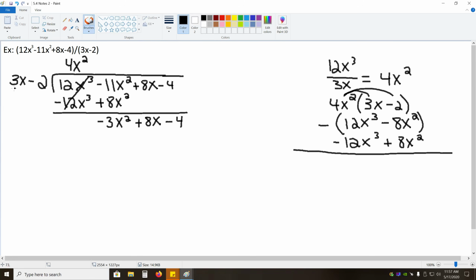Negative 3x squared divided by 3x gives us negative x, which remember always goes up top. Then we take our negative x and multiply it to the value on the outside. That's 3x minus 2. When we distribute, we get negative 3x squared plus 2x.